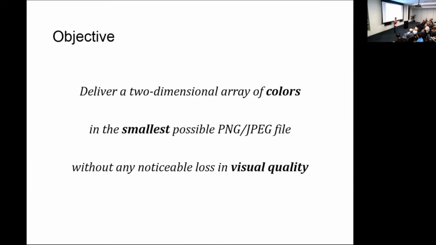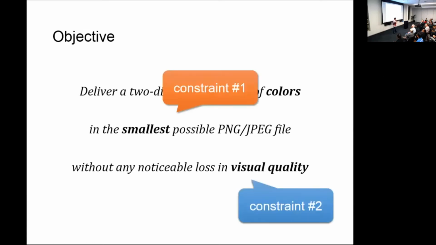For this particular discussion, we're trying to focus on two particular constraints. If you have an array of colors in the form of images and you want to deliver it to the receiving end, how do we do that in such a way that the size is the smallest, but at the same time we continue to maintain the quality? So there are two very important constraints here. Number one is the size, and the second is the quality.